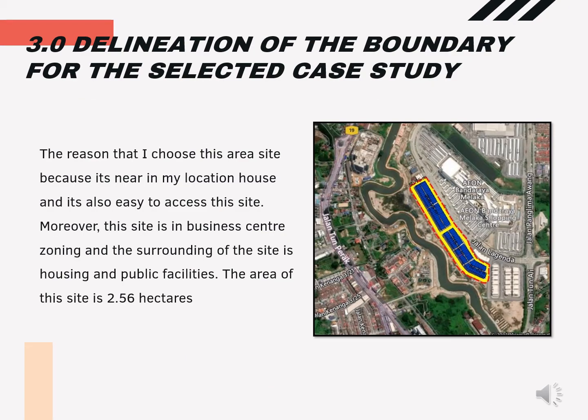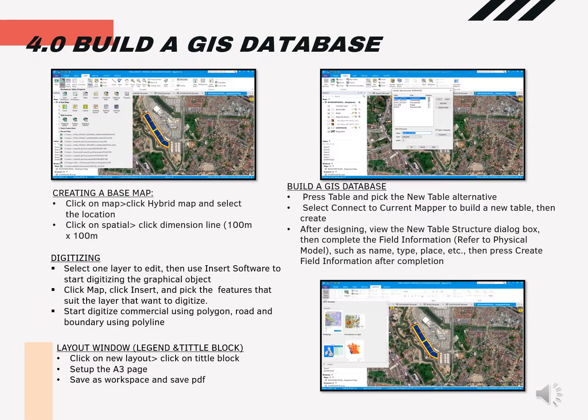Delineation of the boundary for the selected case study. The reason I chose this site is that it is near my house and it is also easy to access. Moreover, this site is in a business center zone and the surroundings of the site are housing and public facilities. The area of the site is 2.56 hectares.